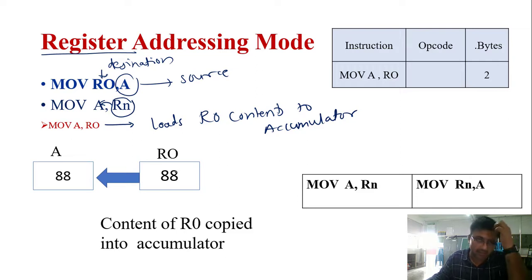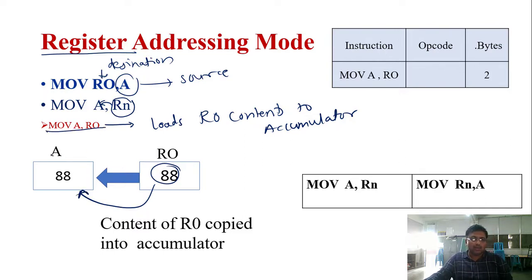Here, the R0 contents are 88. For example, it loads these 88 contents to the accumulator. So after execution of this instruction, MOV A, R0, my accumulator value is 88h. Here it is an example. It requires 2 bytes, one machine cycle. R0 to A, so we can move any Rn to A or MOV A, Rn as well. Both ways: transfer from register to accumulator or from accumulator to any register we can do.